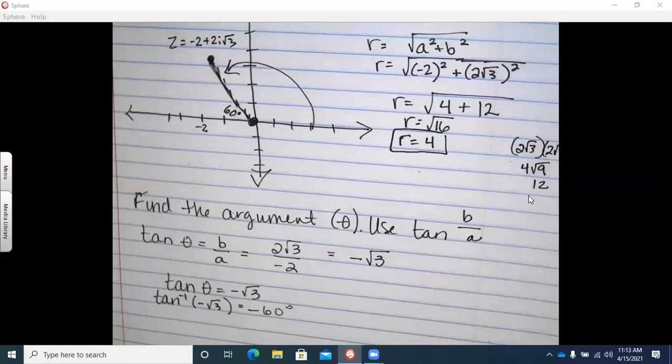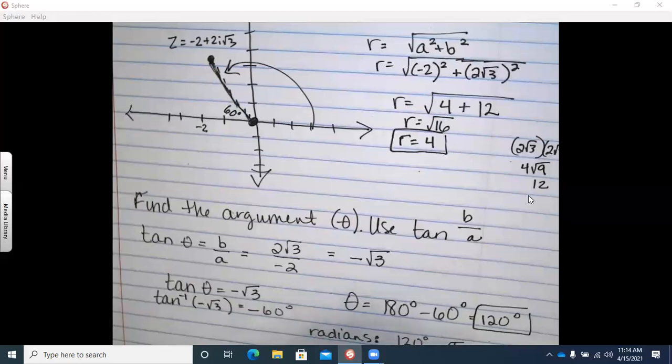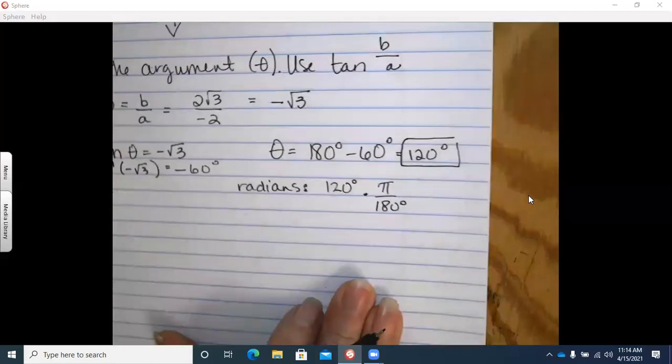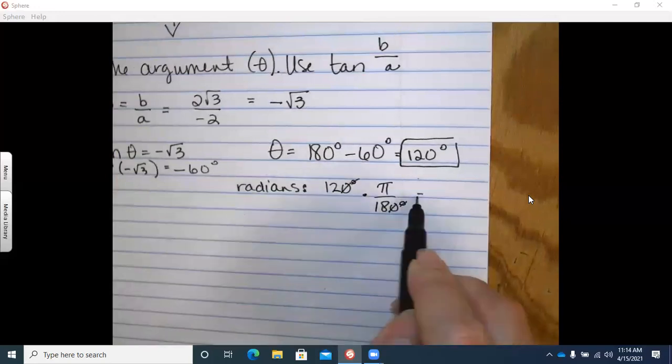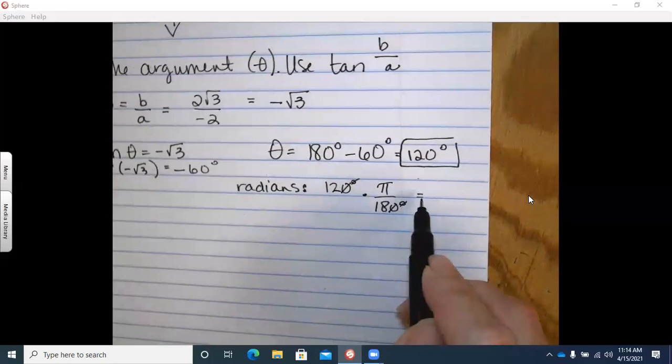Okay, so what would be my theta? How do I find it? 180 minus 60, and I get 120 degrees. So that's my theta in degrees. I'm going to write it both ways. So in radians, we take your degrees times pi over 180 degrees. Oops, sorry, I can't see that. So we know degrees will cancel. They're both divisible by 10, so that leaves us with 12/18, which would reduce to 2/3. So 2 pi over 3.